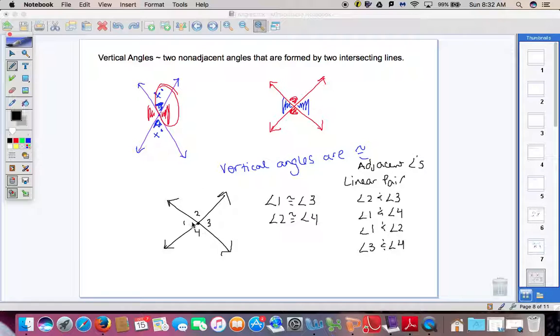Okay, so vertical angles are congruent. Linear pairs form a line, which means that they have a sum of 180 degrees, and we're going to talk about this in just a second. But when two angles have a sum of 180 degrees, we call them supplementary angles.